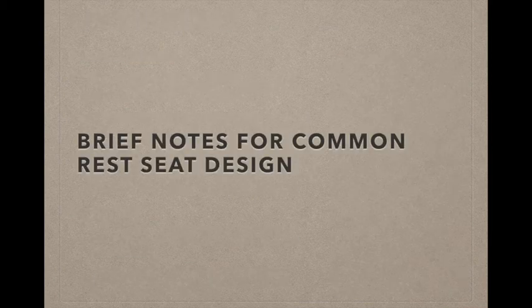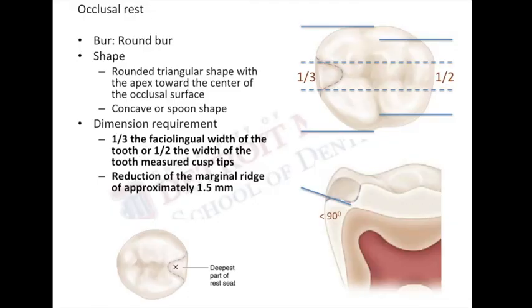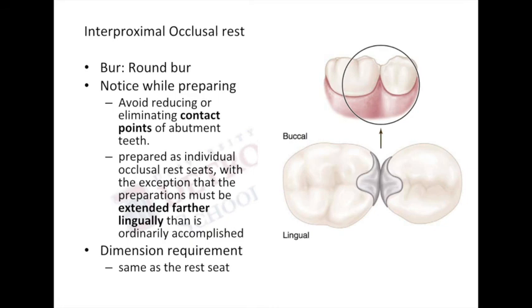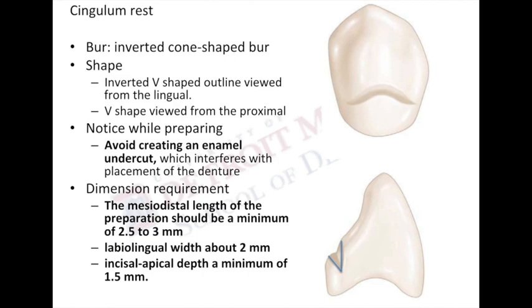So we just finished the discussion of common and uncommon rest seat designs and principles. In the following couple of slides, I just provide you some brief notes on some common rest seat designs, so it will be easier to use clinically. Basically, when you do the rest seat design or preparation, you need to know what type of bur you should use, especially the shape it looks like. And finally, you have to control the different dimension requirements, which is very important to provide the function and stability for the different rest seat designs.